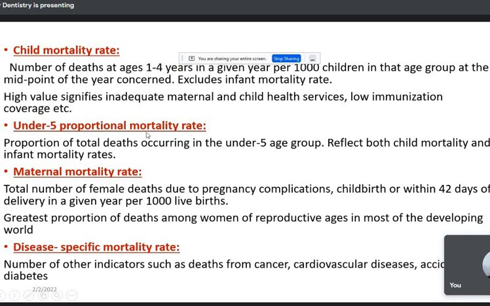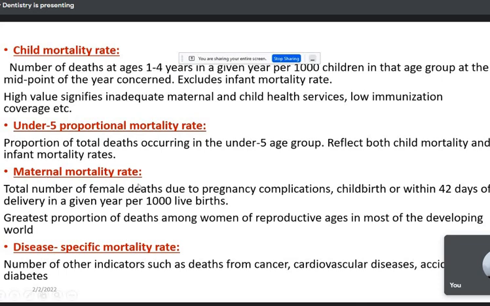Okay, so next is the under 5 proportional mortality rate. Now when you say under 5, you have to include the child mortality rate as well as the infant mortality rate, because when you say child mortality you did not include the infants, but here, when you say under 5 proportional mortality, you have to include the infants as well as children. Okay, note that. And other is the maternal mortality rate.